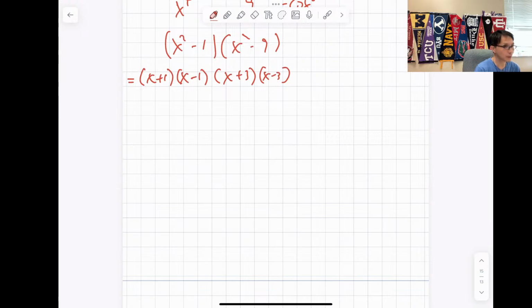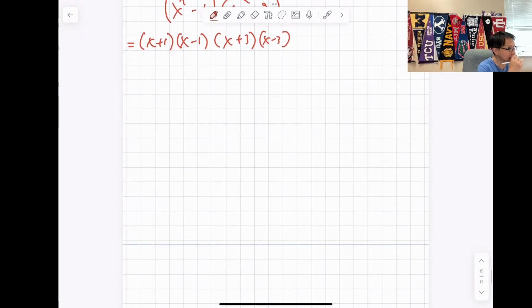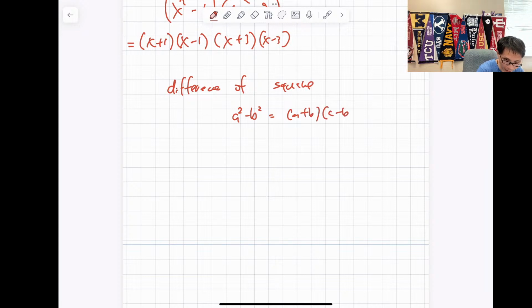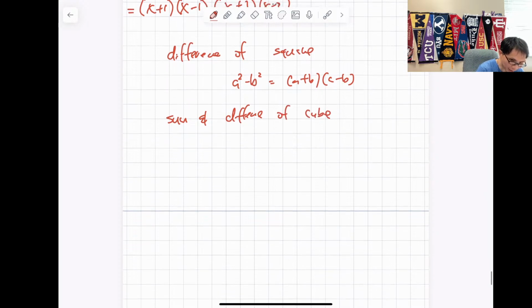Let me give you more. So today, we're going to learn the second one, besides the difference of squares, which is a squared minus b squared equals a plus b times a minus b. There is a sum and difference of cubes. So it'll be a cubed plus b cubed equals a plus b times a squared minus ab plus b squared.